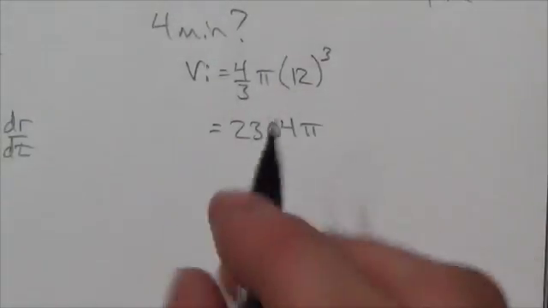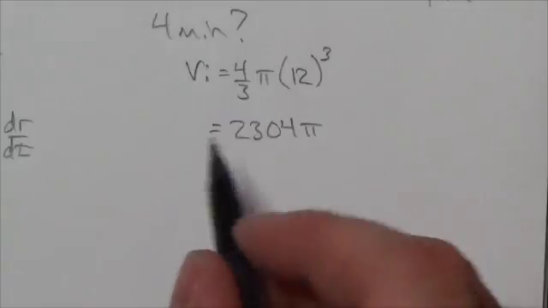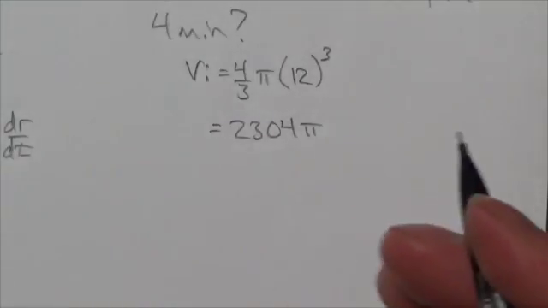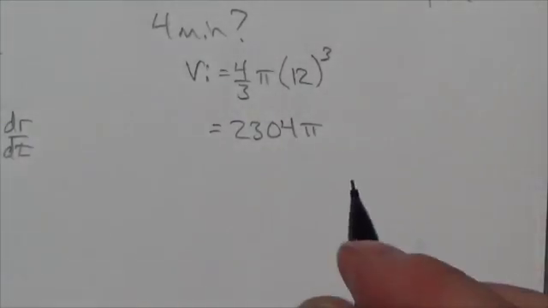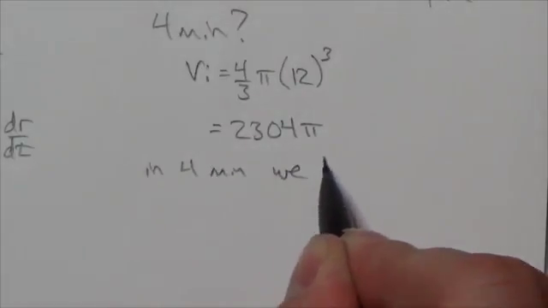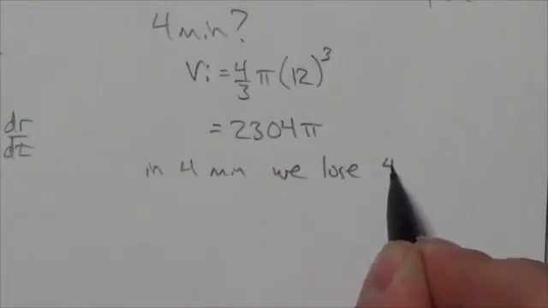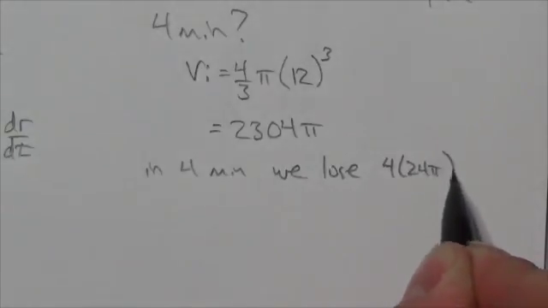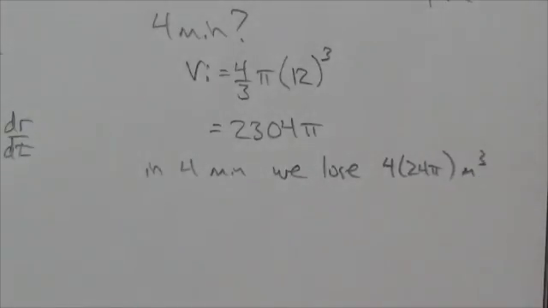Now, we lose 24π meters cubed per minute. So in 4 minutes, we lose 4 times 24π meters cubed.